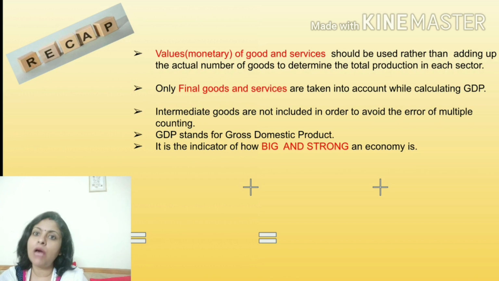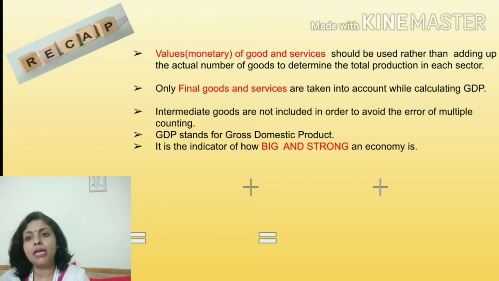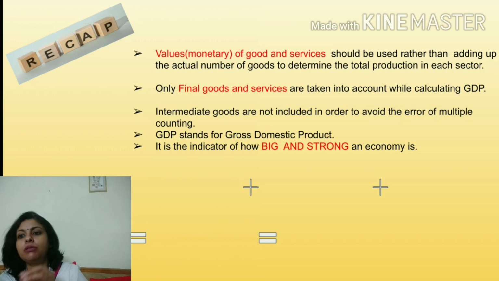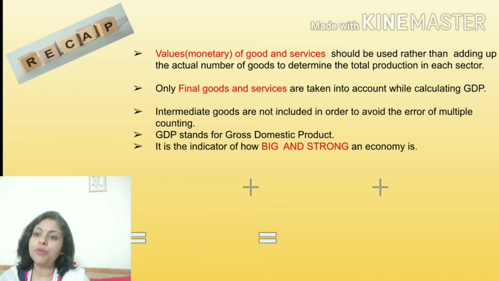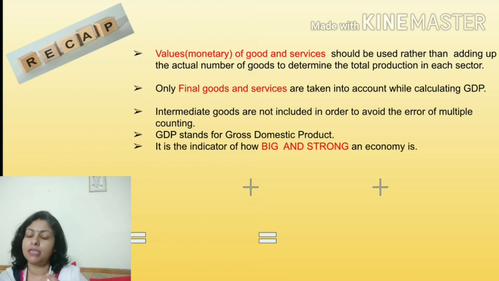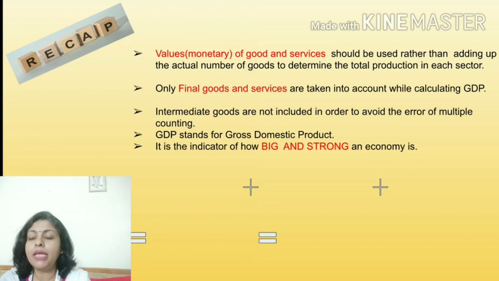Now when we calculate the total production in each sector, we have to take into account the monetary value of the goods and services and not the actual number of goods. Monetary value means the rupee amount that is associated with that particular good or service. Now when we do this calculation in a particular sector, we take into account the final goods and services.